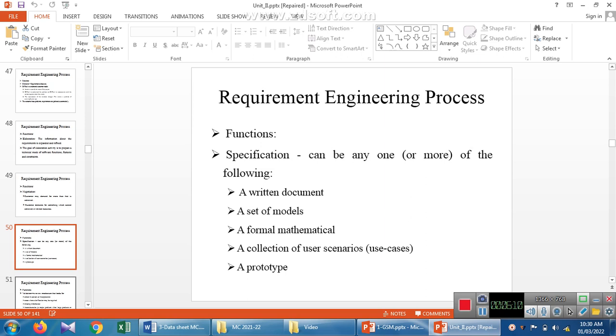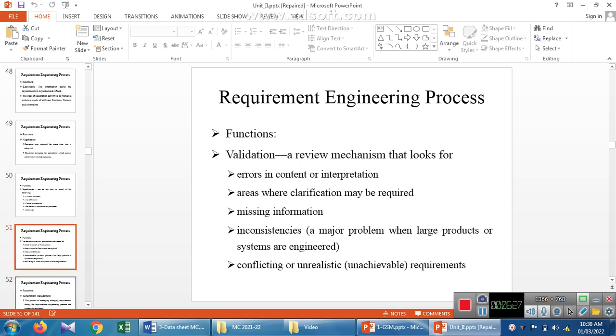And next one, formal mathematical. If we previously had any mathematically oriented product, at that time we can utilize the mathematical calculation from the previous project. And also user scenarios. What scenarios will be used by the user, and we provide the prototype. So these are the representations of specification.